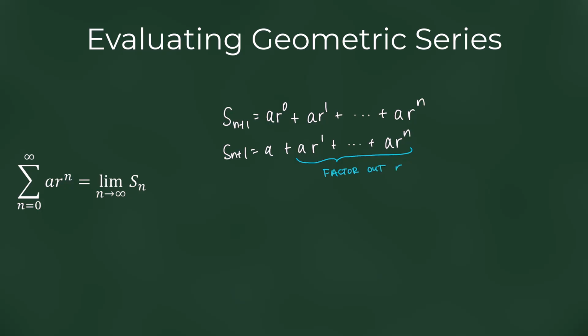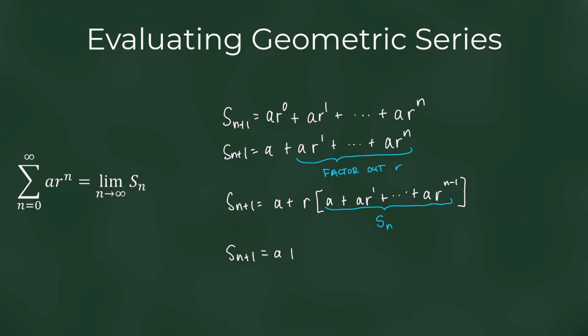So we can rewrite this now as s sub n plus 1 is equal to a plus, if we pull an r out, we get a times r to the 0 plus a times r to the first all the way out to a times r to the n minus 1. All of the r exponents will drop down by 1 when we factor that out. Notice then that this expression right here is the same as s sub n. So in other words, we just found that s sub n plus 1 is equal to a plus r copies of s sub n.